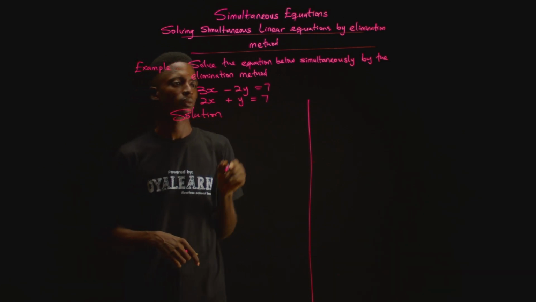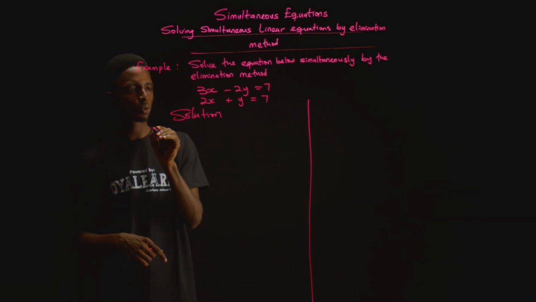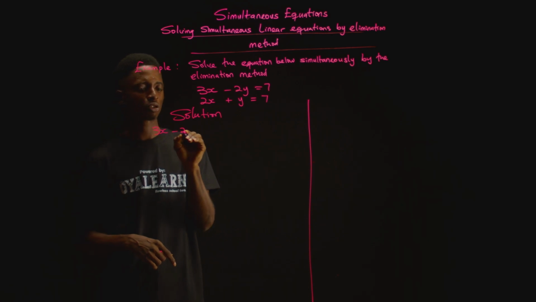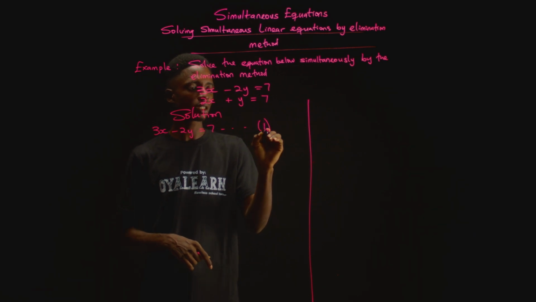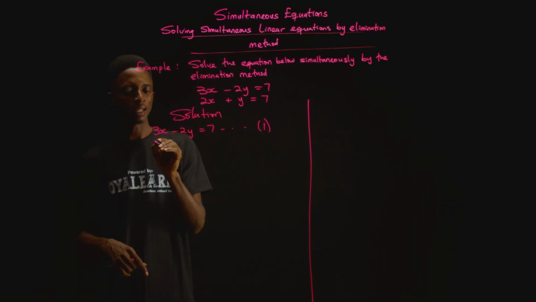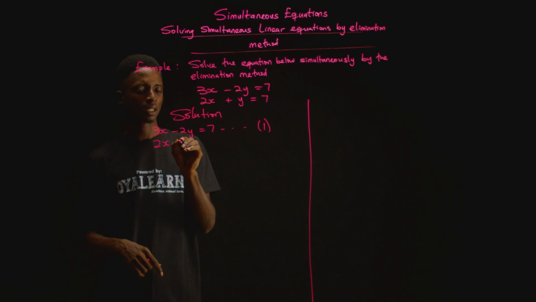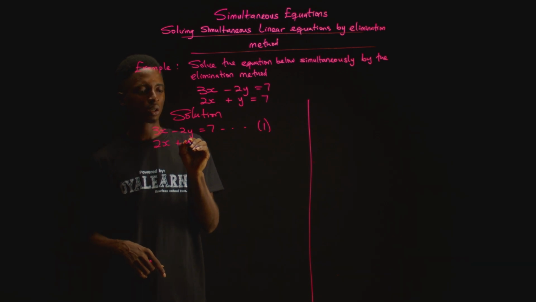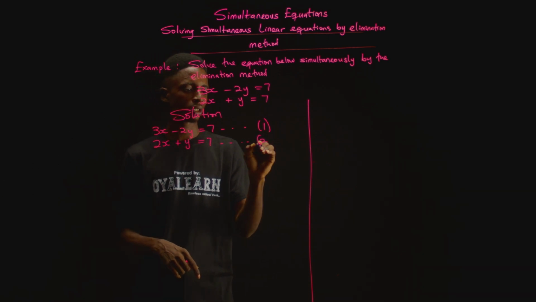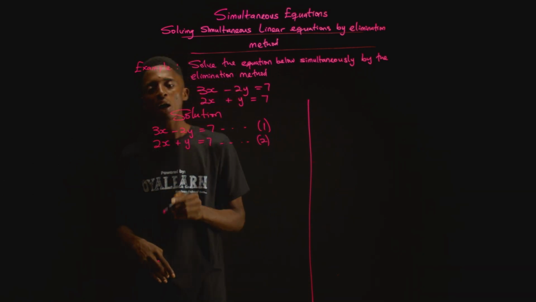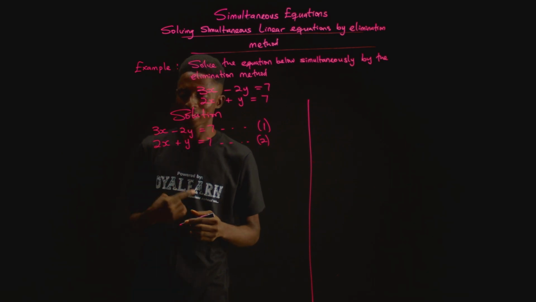Solution. First, we write the equation. So we have 3x minus 2y equals 7, and that is our equation 1. And then we have 2x plus y equals 7, and that is equation 2. Now I will eliminate x.